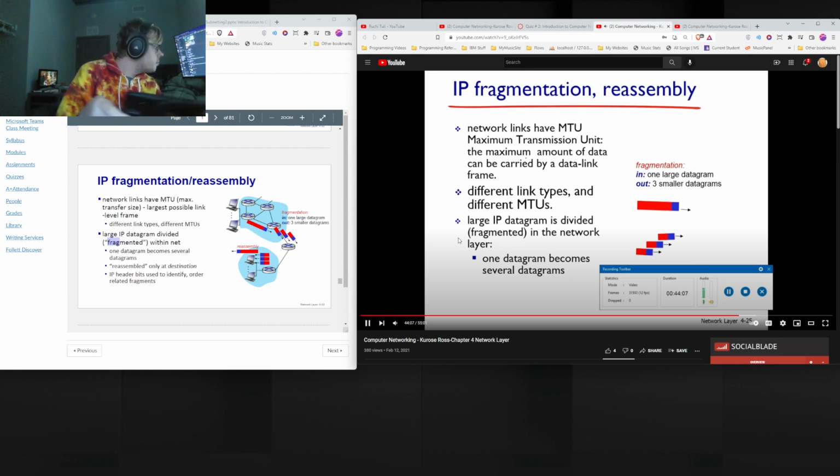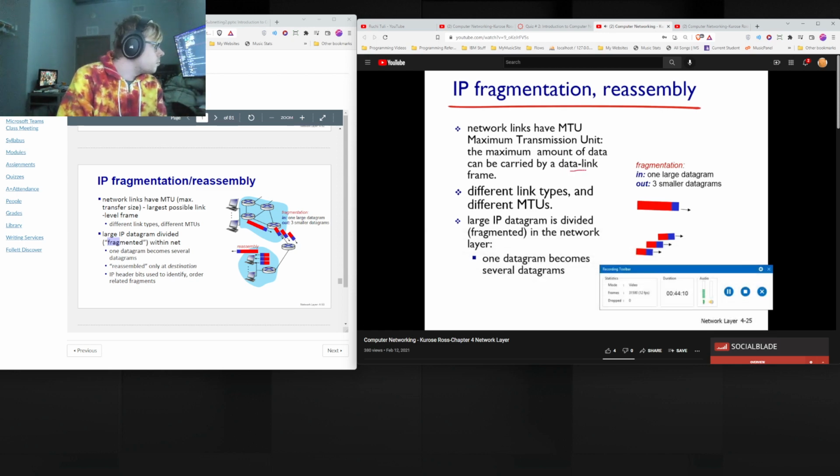Maximum transmission unit, the maximum amount of data that can be carried by a data link frame. Different link types, for example, a copper cable will have a different MTU, fiber optic will have a different MTU. So different link types have different MTUs. Large IP datagram. So if a device is sending a large IP datagram, it has to be fragmented in the network layer. Fragmentation means if the datagram is large, it will be broken down into certain pieces. So one datagram may become several datagrams. So this is at the sender side.